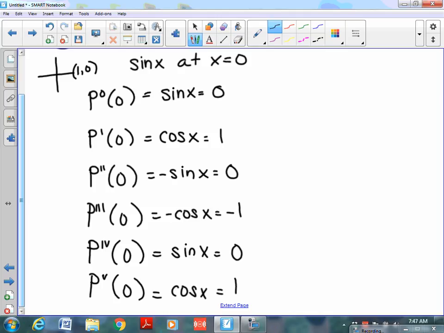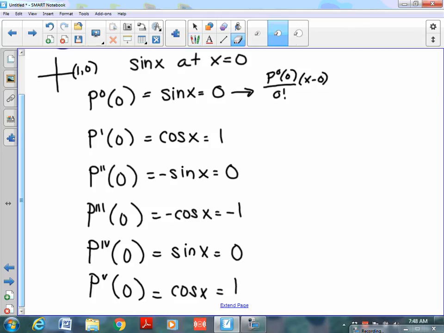Okay, you need to come up with how to write this. So it's P0 of 0. Do you remember this? Over 0 factorial, x minus 0 to the 0. And what are you going to get? Well, this ends up being 0, and anything times 0 is 0. So it doesn't always end up being 0. It just so happens that my first two answers ended up being 0.